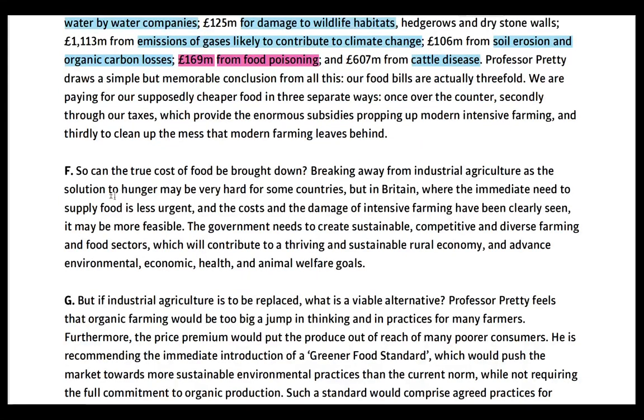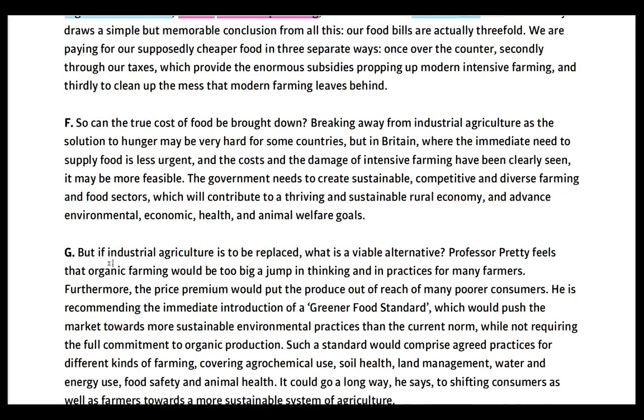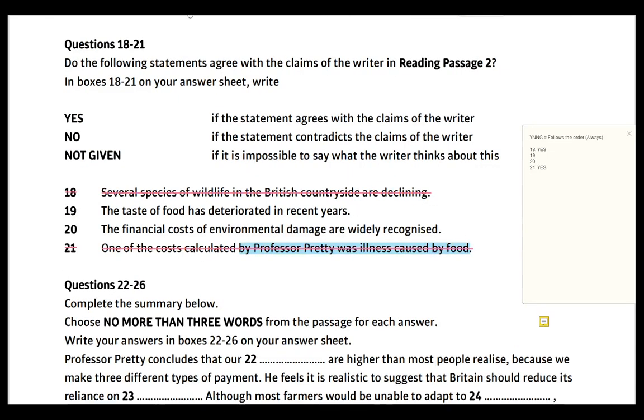Let's just skim through. So can the true cost of food be brought down? Breaking away from industrial agriculture as the solution to hunger may be very hard for some countries, but in Britain, where the immediate need to be supplied food is less urgent, and the cost and the damage of intensive farming have been clearly seen, it may be more feasible. No, not really. But if industrial agriculture is to be replaced, then what is a viable alternative? What is a successful different option? So I think the answer, once again, is not given.